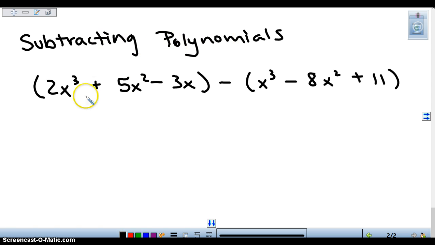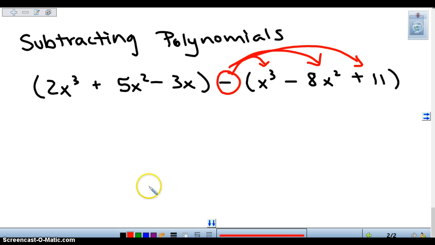When we're subtracting polynomials, the first thing we have to do is distribute the negative sign so that then we can add vertically. If I distribute this negative sign, this becomes negative x cubed plus 8x squared minus 11. Now that I've distributed this sign, now I can add.